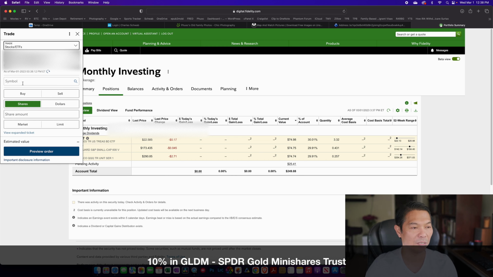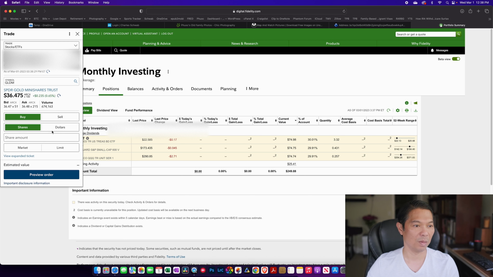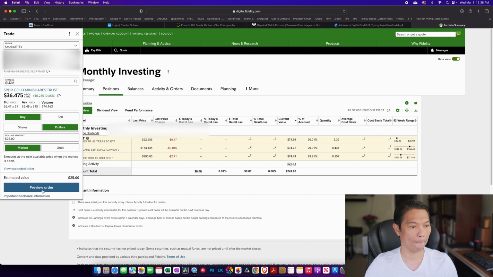For this one, instead of using GLD, I'm going to use GLDM, which is the same thing. It's still the SPDR gold shares, except it's the minis. The main difference is that the expense ratio is a little bit lower, so that works for this smaller portfolio. You also don't get to do a lot of options on it because the volume is a little bit different than GLD. But for our purposes, GLDM is essentially the same. I think it's like one-fifth the cost or something like that. So let's see here. We have $25. Let's go ahead and buy that at market.